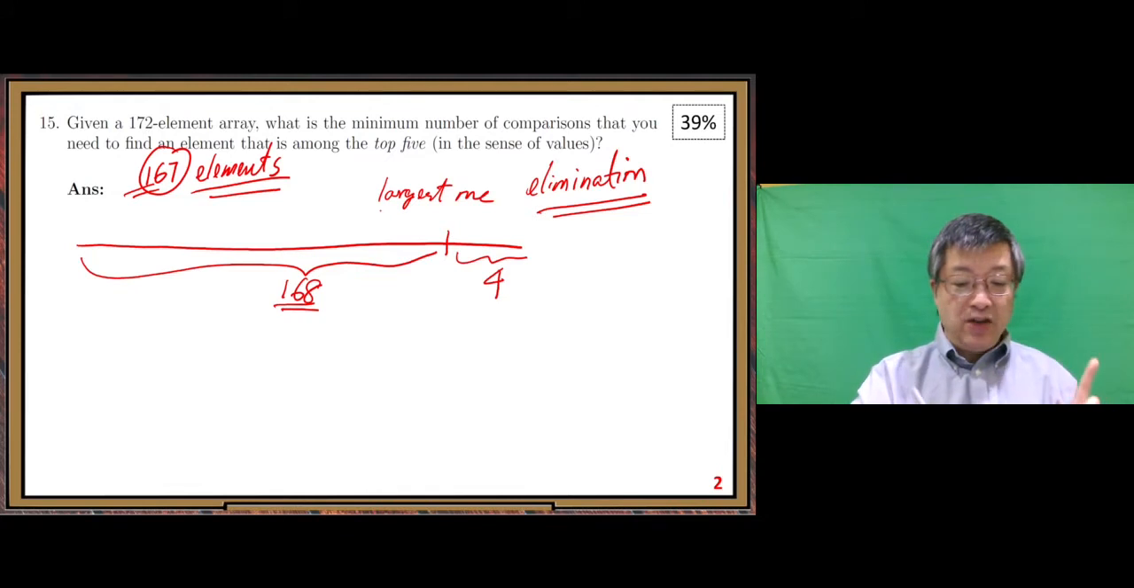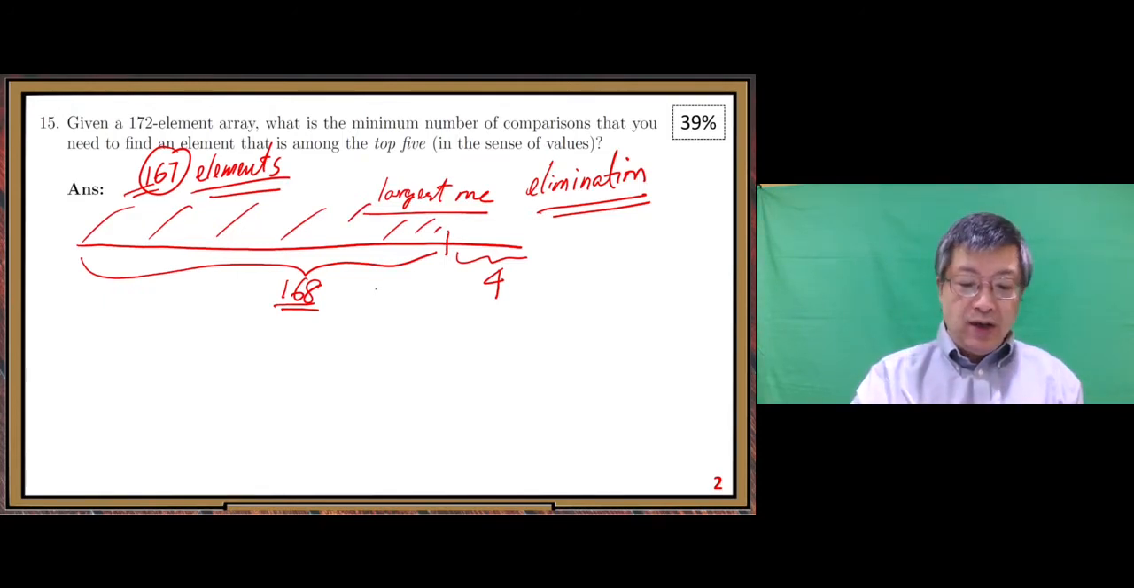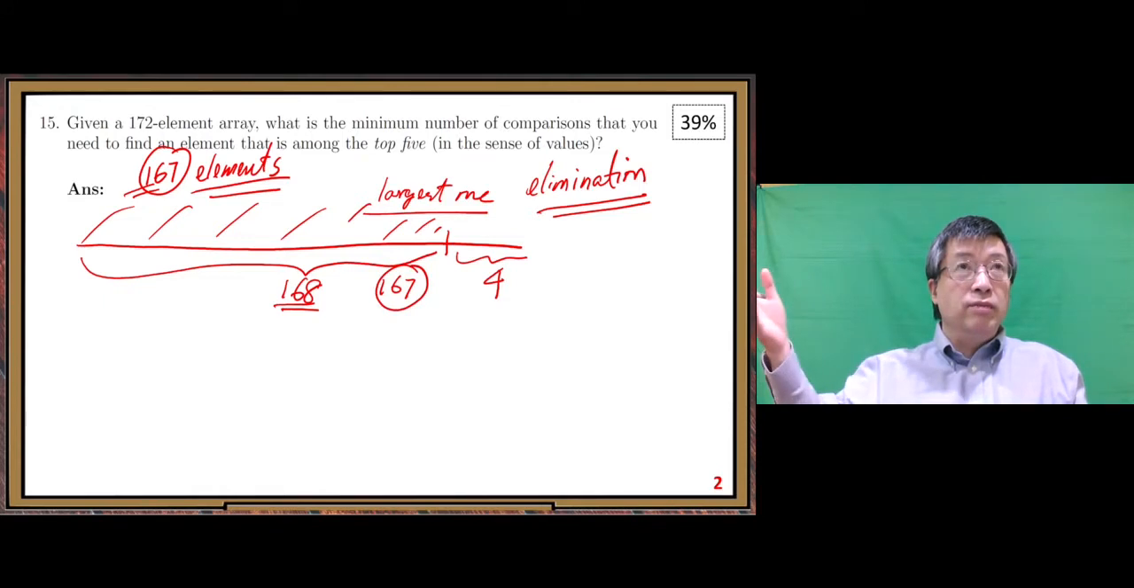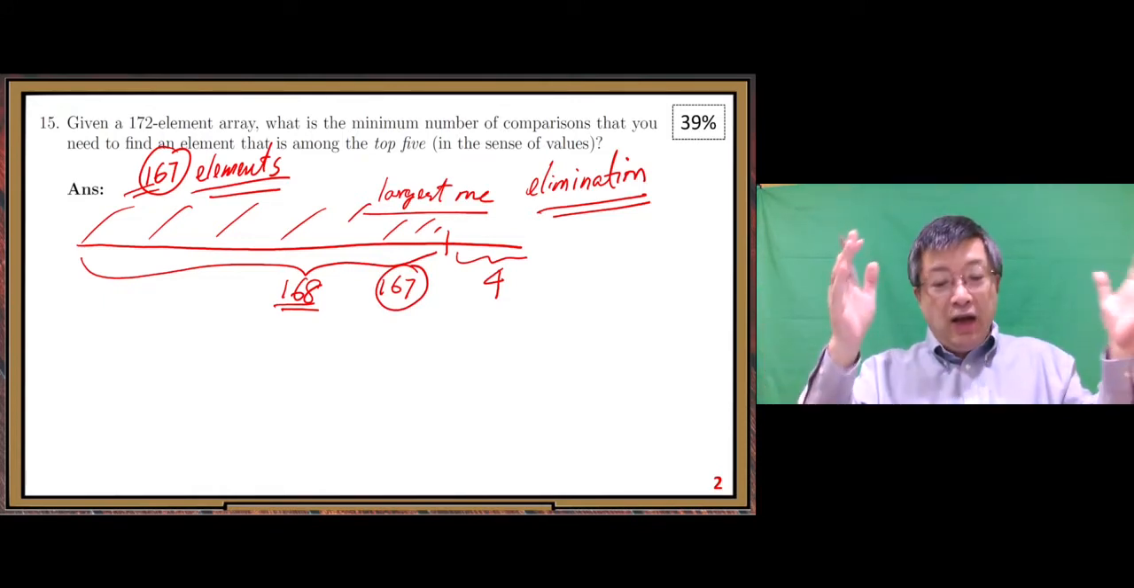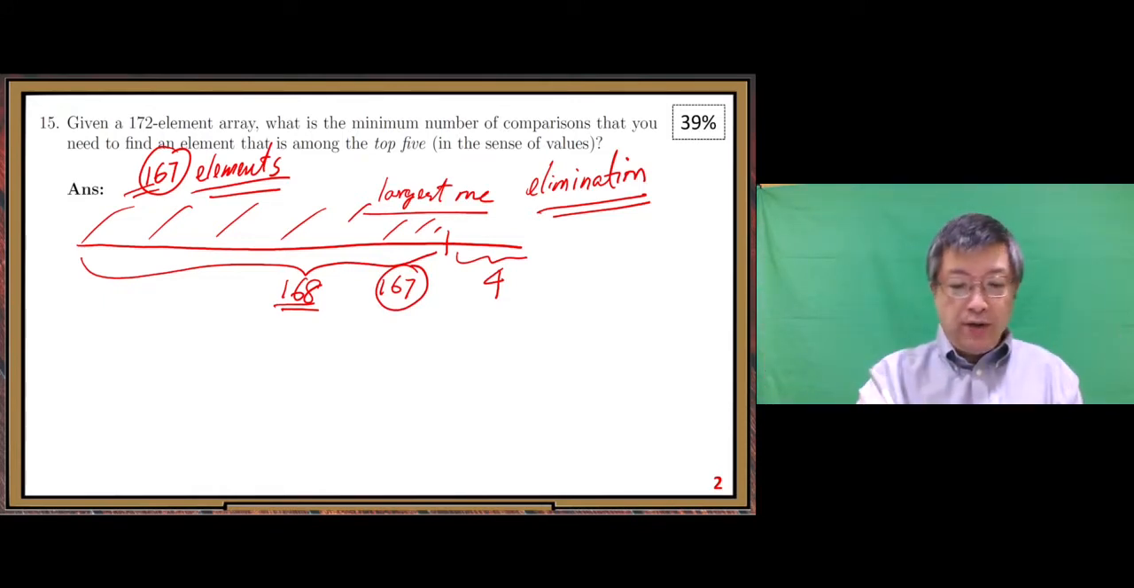Find the largest one in this part. You need 167 comparisons, n minus 1. After that, you get the winner.